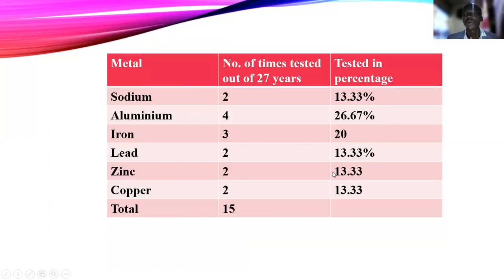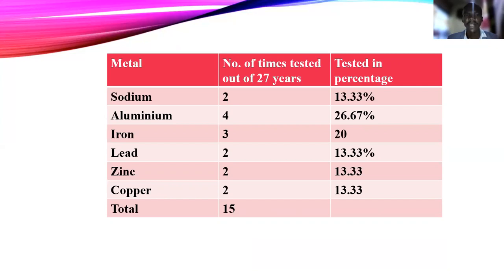Check this one. From 1995 to 2022, those are 27 years. In all those 27 years, metals have been tested 15 times, meaning they have missed 12 times. Sodium has been tested twice from 1995 to 2021.